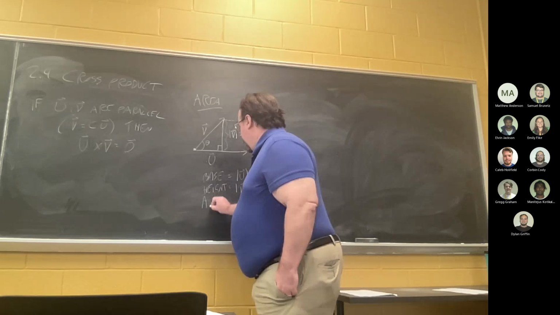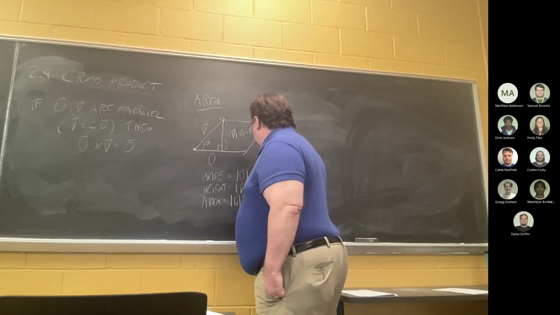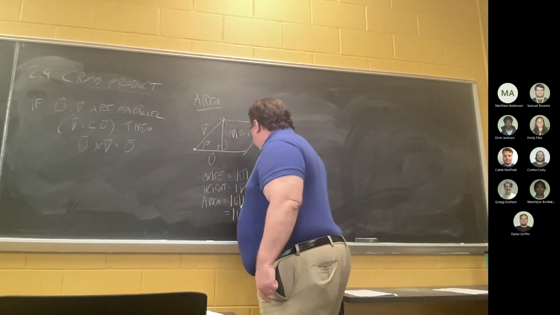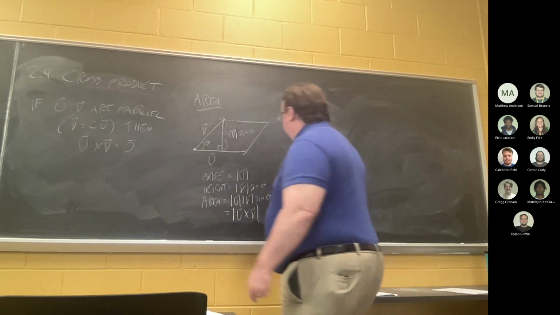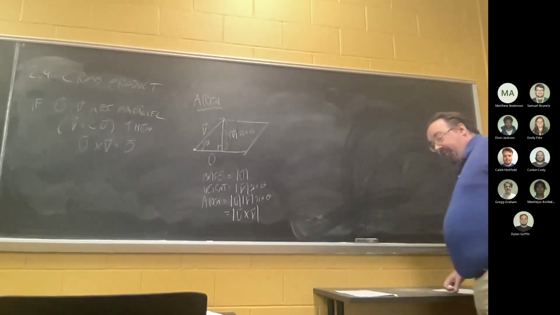So the area comes from a product of these. So magnitude of u, magnitude of v, sine theta, but that's the magnitude of their cross product. So that's another formula for the area of a parallelogram. If you have vectors in however many dimensions that define two adjacent edges, then you take their cross product, find its magnitude, and that's the area.